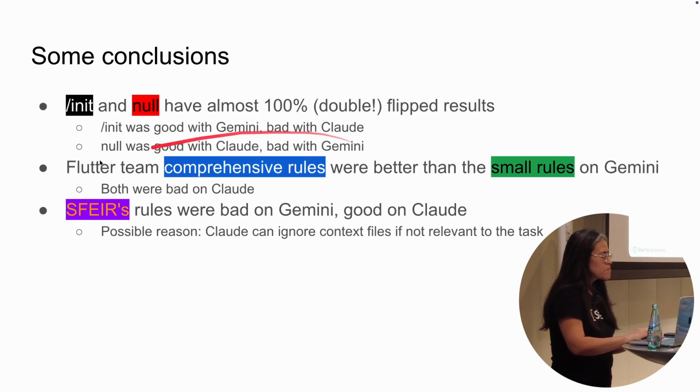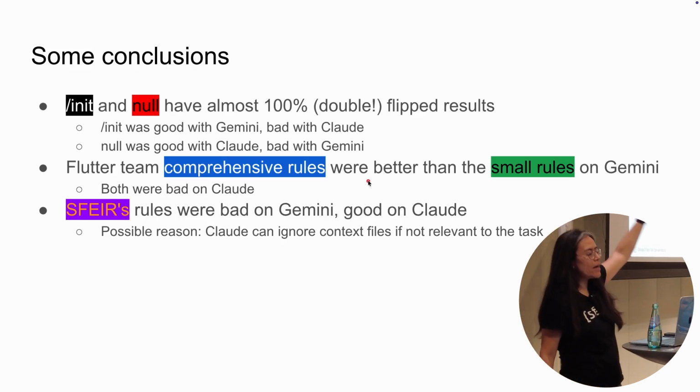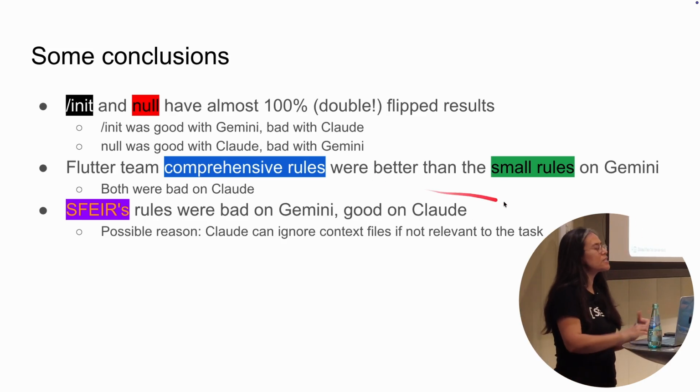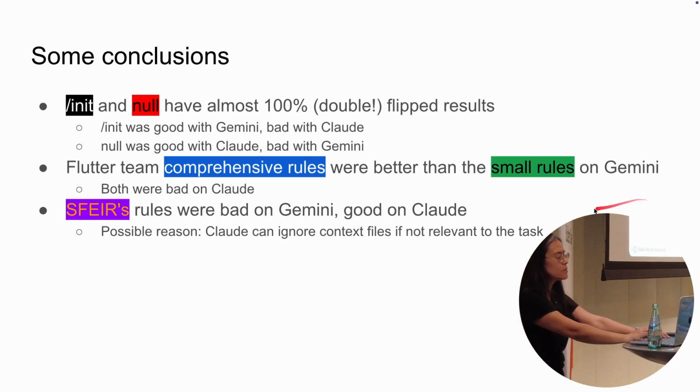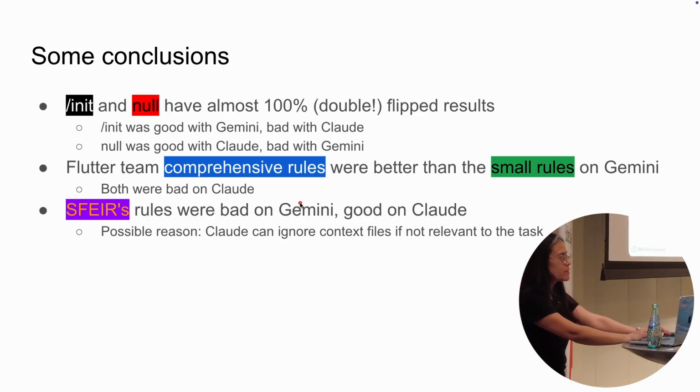Really interesting. The Flutter team, so the Google team comprehensive rules, the really big file, overall was better than the small ones from the same team on Gemini, but both were bad on Claude. And the ones from a company were both bad on Gemini and good on Claude.